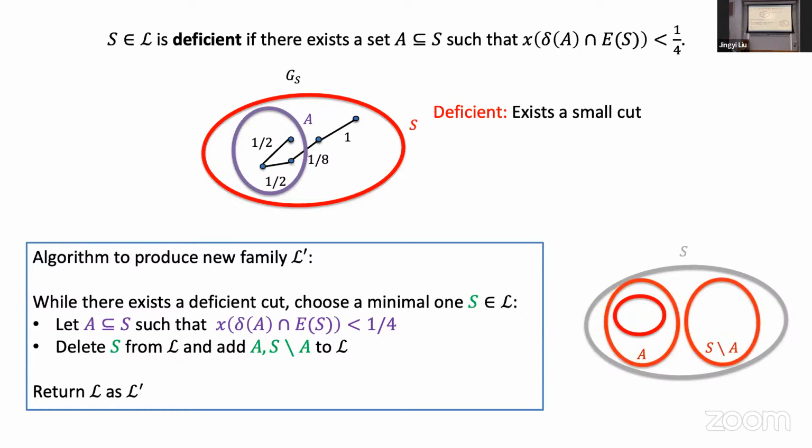Yeah, I'm not sure what you mean by refined, but you can add sets that were not originally in the family. So S can have children as long as those children are not deficient. Yeah. So kind of, but we're building this from the bottom up. So yeah.